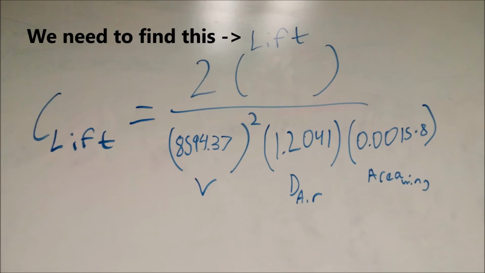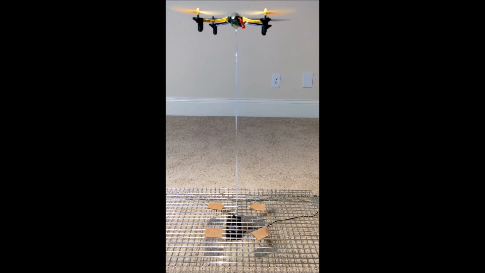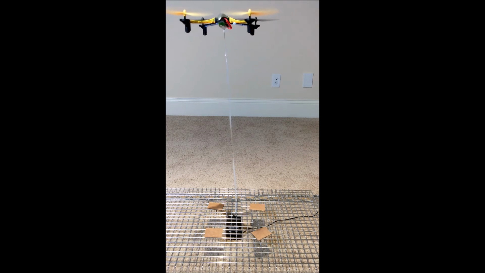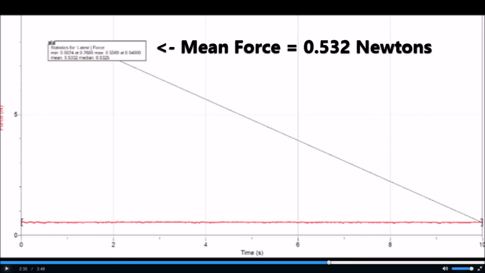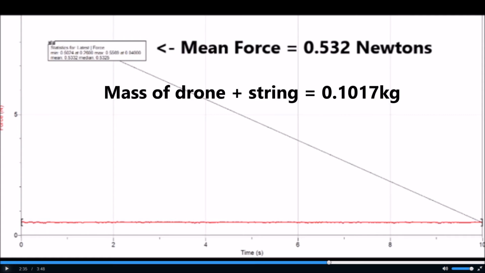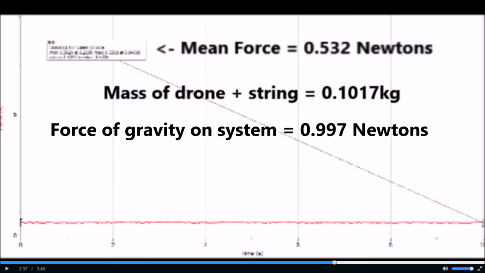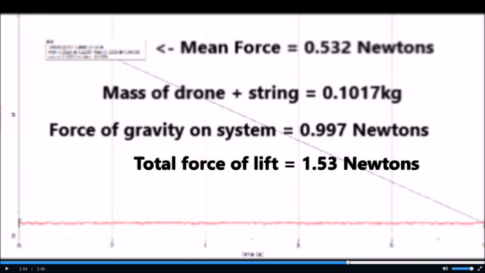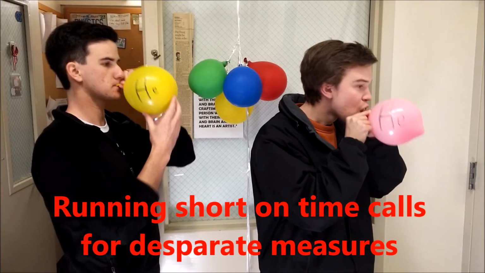In order to find this, we're going to set up an experiment involving our drone. To find the total lift our drone produces, we attached our drone to a force sensor. Putting our drone at full throttle, we recorded the force produced in the upward direction. Using the readings from the force sensor, we then have to remember that just hovering in place requires the drone to overcome the force of gravity. Finding the mass of the drone and the string attached, we were then able to calculate the force of gravity exerted on the system. Adding all of these up, we got the total force of lift to be 1.53 newtons.